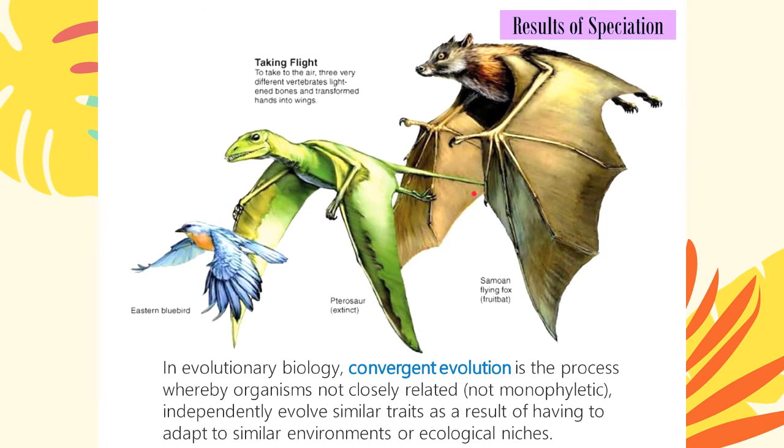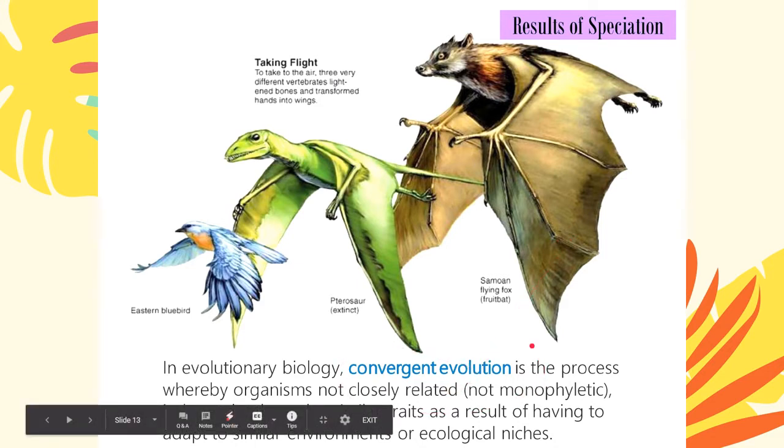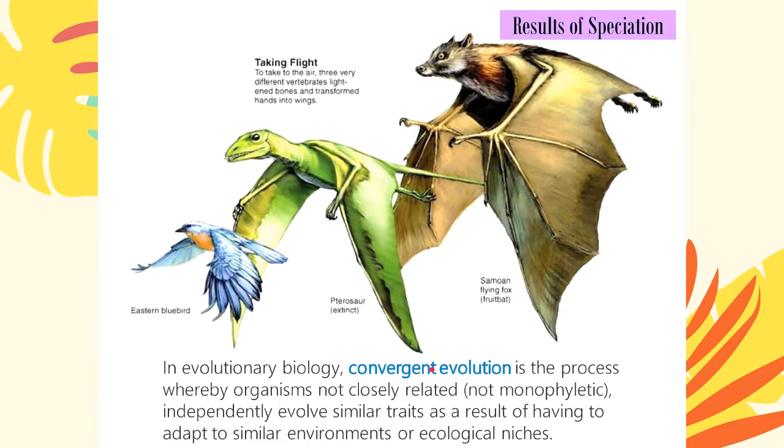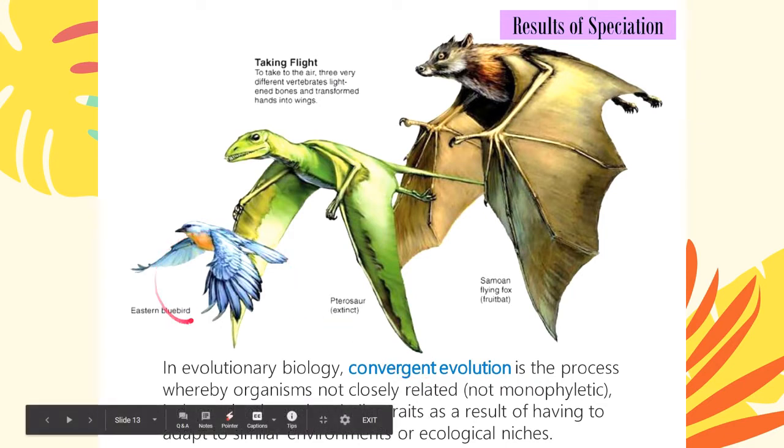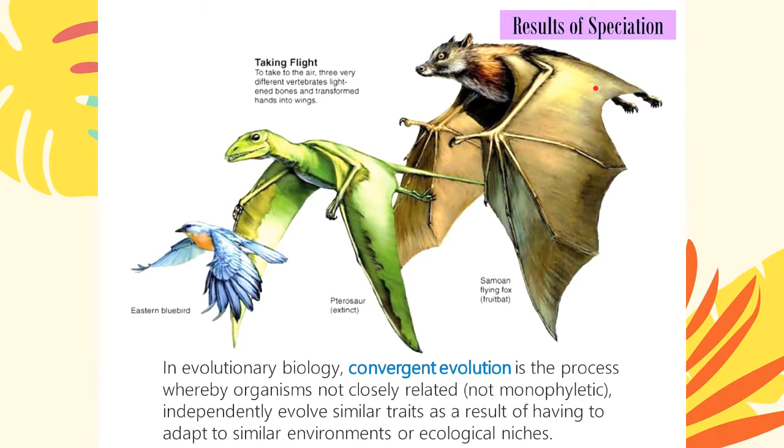Now, how do we see the results of speciation? Okay, so we have several evidence that supports speciation. The first one is convergent evolution. So this is the converge, okay, to come together, to meet at one point. So this is a process wherein animals or organisms from different groups, okay, evolve similar characteristics because those are the adaptations needed to survive in their environment.